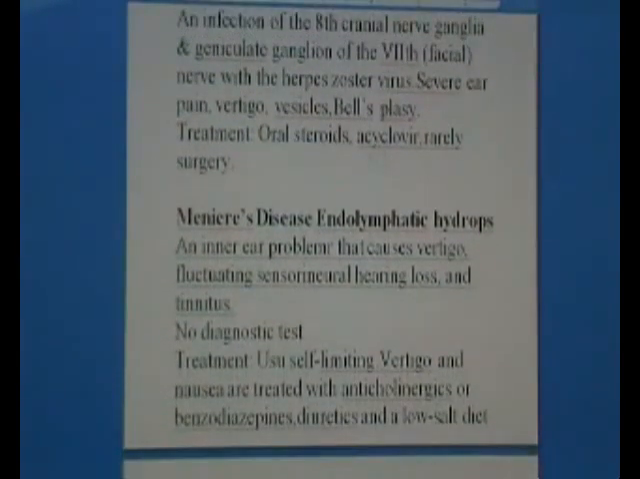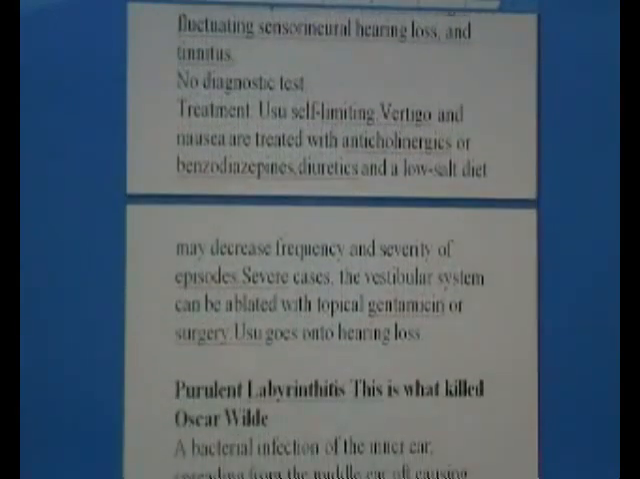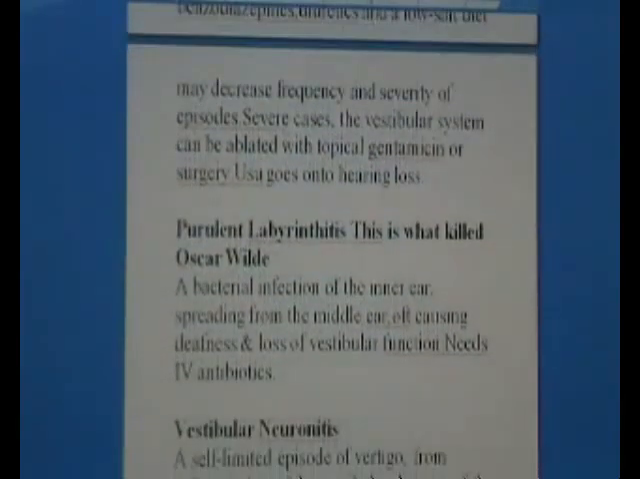Meniere's disease. You've got to know about this, it's quite common. Meniere's disease, inner ear problem that causes vertigo, fluctuating sensorineural hearing loss, and tinnitus. Quite disabling for the patient. There's no actual diagnostic test. Usually self-limiting. Vertigo and nausea are treated with anticholinergics or benzodiazepines, diuretics. Low salt diet may decrease the frequency of the episodes. Severe cases, you may need to do some surgical intervention, ablate the vestibular system with topical gentamicin or surgery.